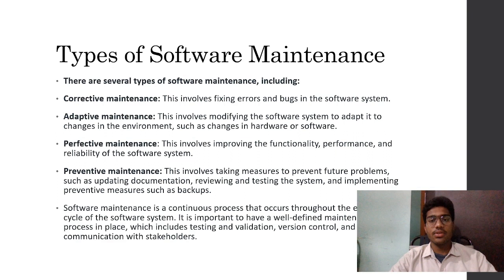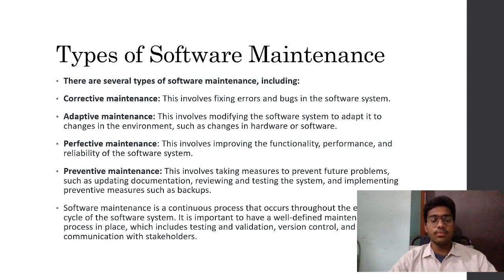So, types of software maintenance. There are several types of software maintenance, including corrective maintenance, adaptive maintenance, perfective maintenance, and preventive maintenance. So these are the four types of maintenance we have. Corrective maintenance involves fixing errors and bugs in the software system. The software system has to be free of errors, and also we have bugs in the software system, so they have to be corrected.